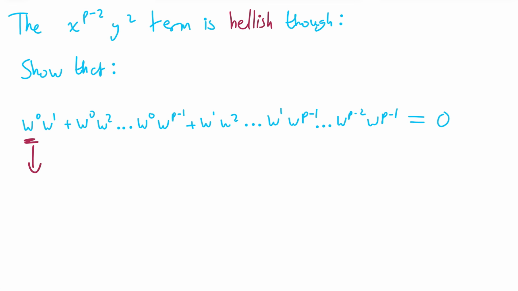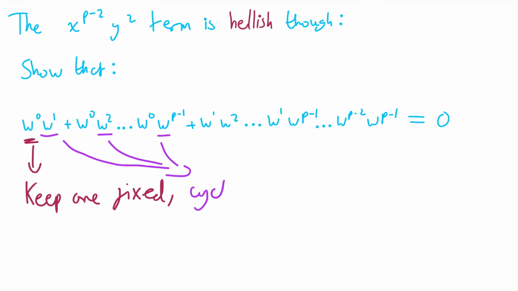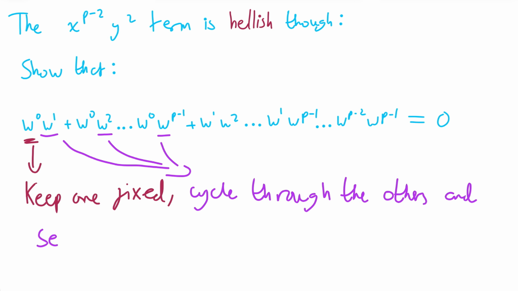Now if you're feeling brave, you can try this yourself, and what I recommend doing is keeping the first power fixed. So for example, having omega to the 0, and then cycling through all the possibilities for the other number and seeing which root of unity you get, or maybe don't get.